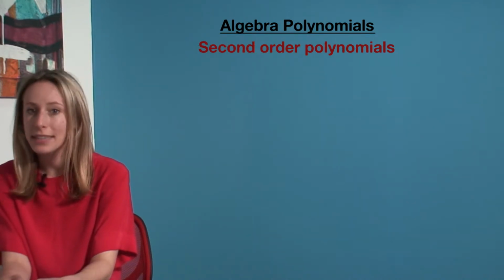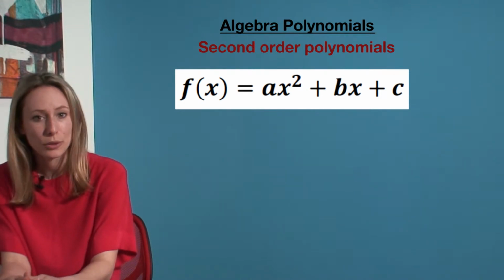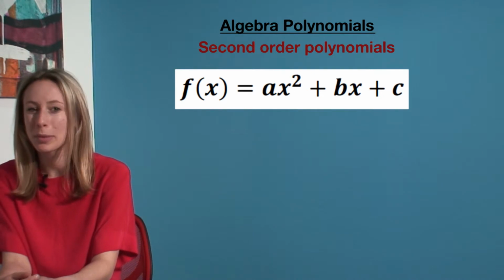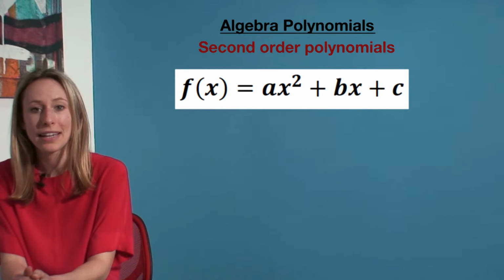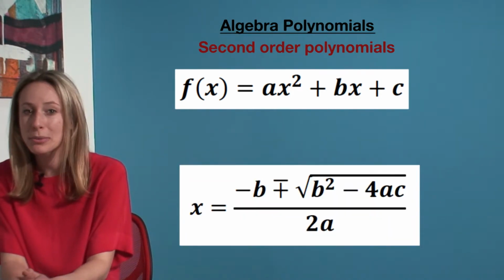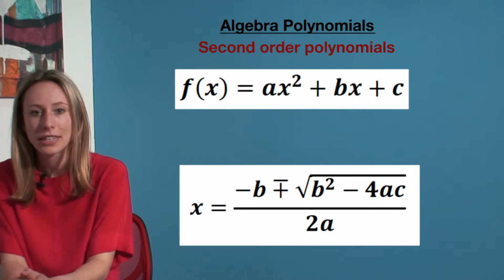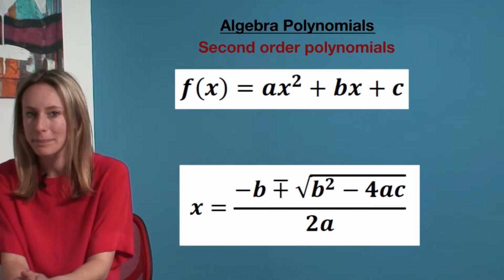Our first type is second-order polynomials. When n is equal to 2, we have a second-order polynomial, which is also known as a quadratic, a term you're probably more familiar with. The general formula is f(x) = ax² + bx + c. A quadratic is unique because when finding the solutions, we can simply use the quadratic formula, which is x = (-b ± √(b² - 4ac)) / 2a.